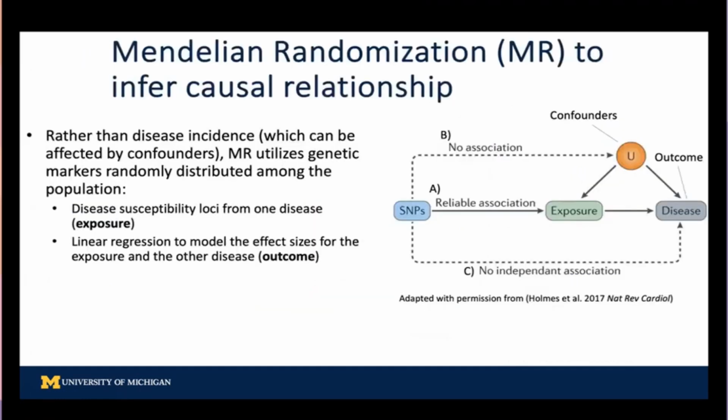So after looking into this genetic signal sharing, what other things could we do by using statistical genetics or the genetic information? In the last four or five years, a statistical genetic technique called Mendelian randomization has been conducted. Rather than using only disease incidence, the Mendelian randomization technique uses genetic markers that are randomly distributed among the population to model one disease, the exposure, and then uses that to model the other disease, the outcome, by conducting a linear regression on the effect size. Using this approach, you could infer a potential causal relationship.